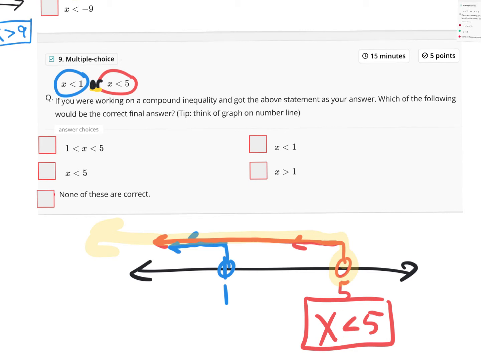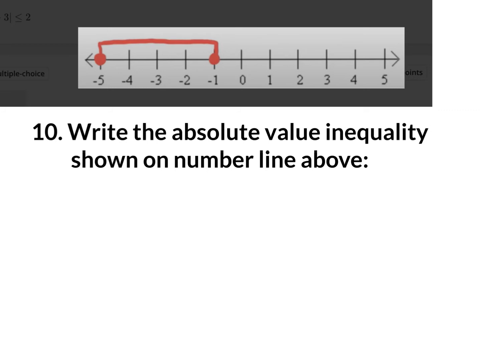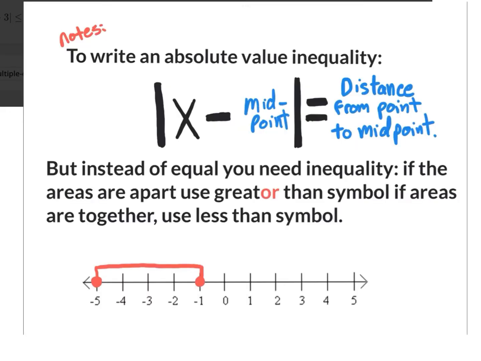Okay, let's move on. Number 10, they want us to write the absolute value inequality shown on the number line above. In order to really understand this question, we should go back to the notes that we had on this section. And as a matter of fact, these notes are expressing the same exact question. As you can see, it's the same number line down here, area that's together between -5 and -1. And the notes to writing it is the absolute value of x minus the midpoint equals the distance from the point to the midpoint. Okay, so let's first begin by finding out what the midpoint actually is.